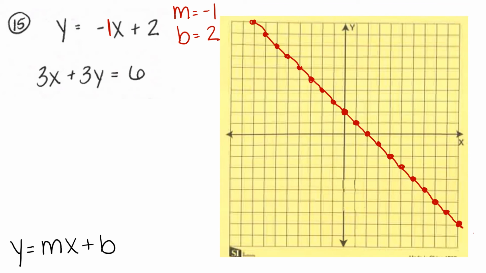Now for the second equation, we have 3x plus 3y equals 6. This is not in slope-intercept form because the y is not in the front, the mx is not in the middle, and the +b is not at the end.